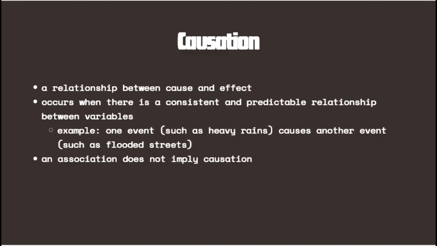Causation is a relationship between cause and effect, and it occurs when there is a consistent and predictable relationship between variables. For example, one event, such as heavy rains, causes another event, such as flooded streets. An association does not automatically imply causation, okay? Sometimes there's causation, but not always.